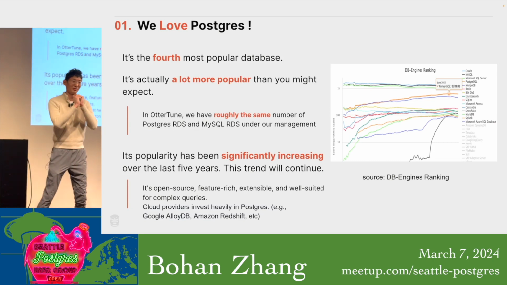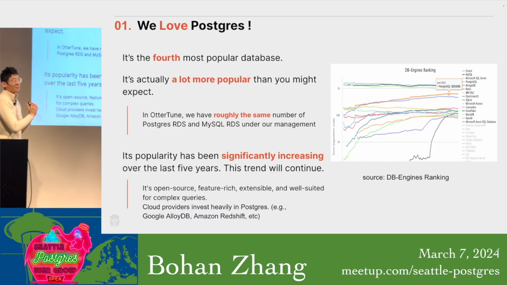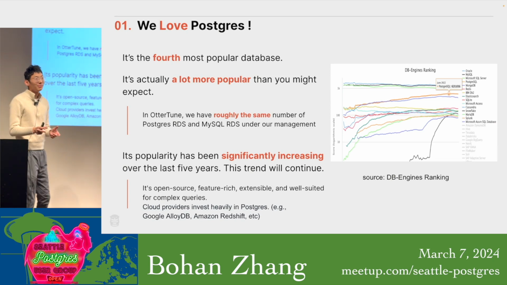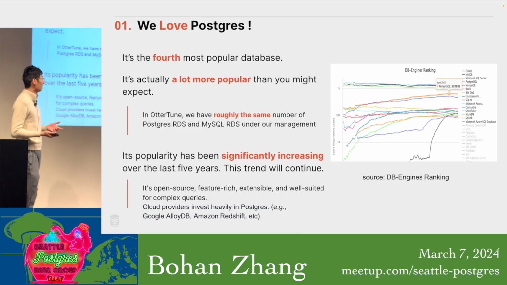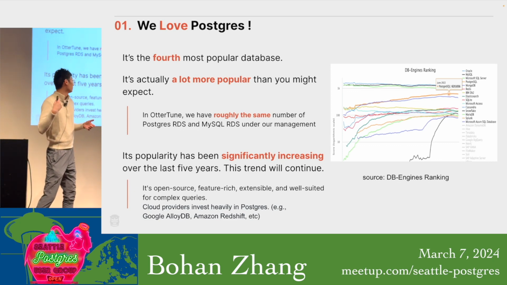Postgres is a popular open-source relational DBMS, and it's more popular than you might think. Actually, at OtterTune, we have roughly the same number of Postgres and MySQL databases under our management. That's very surprising, because the number of Postgres and MySQL databases is roughly the same among our customers. Its popularity has been significantly increasing over the last 5 years. Is this trend still continuing?